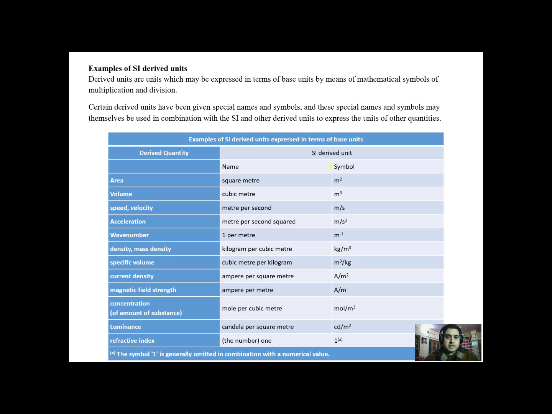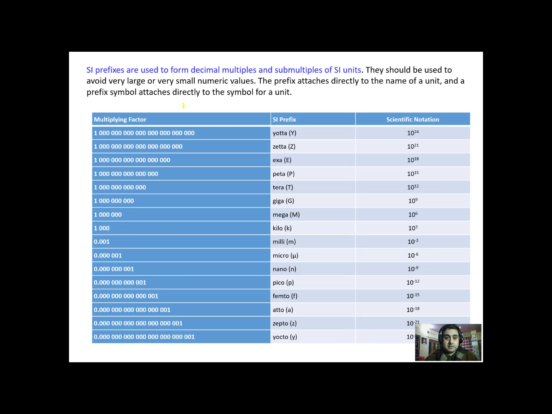There are some other units which are derived from SI units. You can say area, which is square meter. They are derived from the basic SI units: volume, speed, velocity, acceleration, and many others that are given here in the list. These are the SI derived units. You may find them anywhere and use them anywhere in your course on forest mensuration.